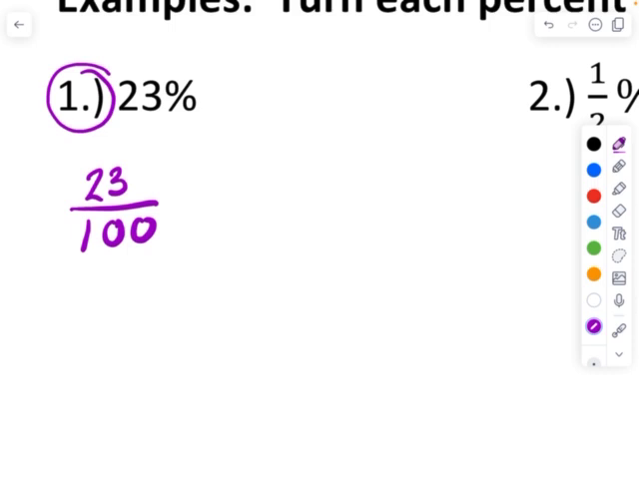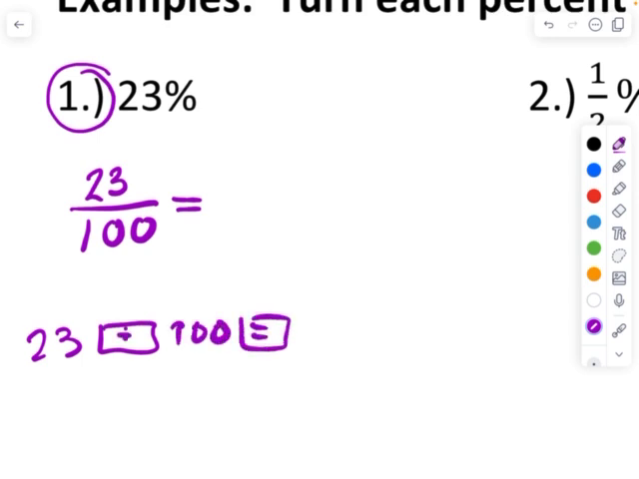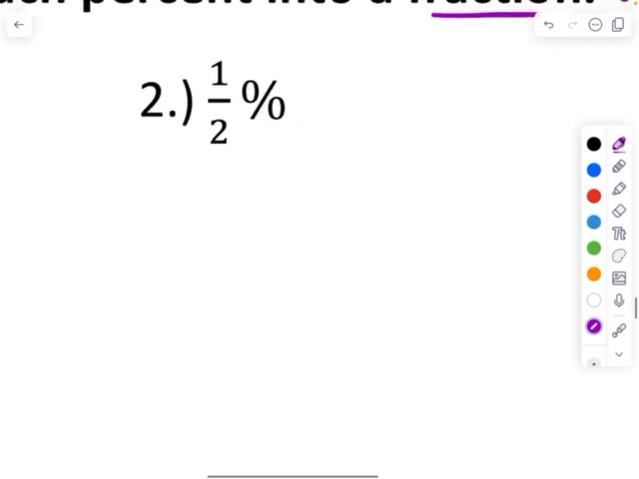All right, so let's go back to number 1. We turn 23% into the fraction 23 over 100. If we try to simplify that, we cannot, because 23 is indeed a prime number, okay? So let's now turn this into a decimal. I will take 23 and then divide it by 100. Those are your key strokes. And you should get 0.23. So there's your fraction and your decimal.